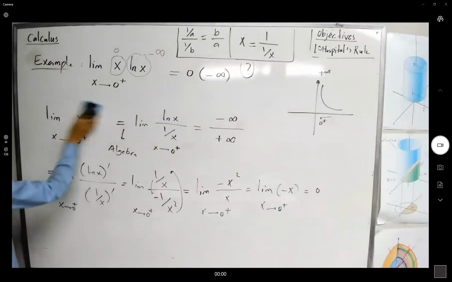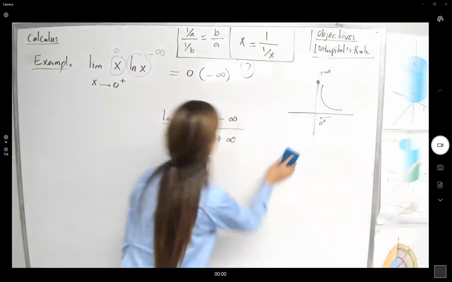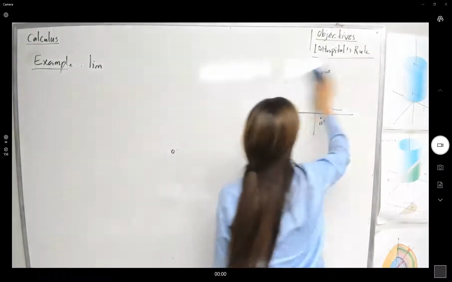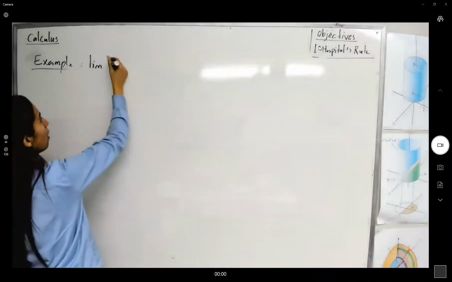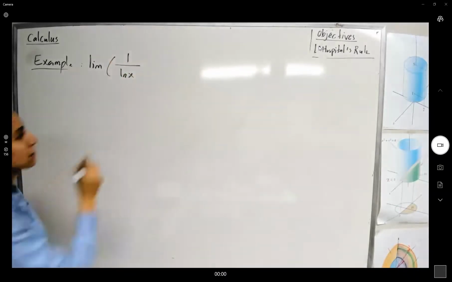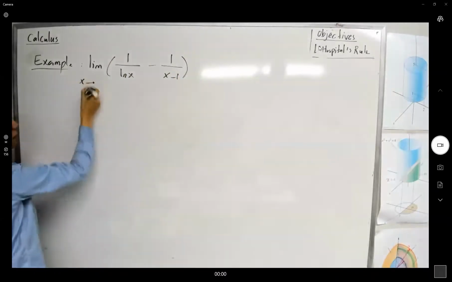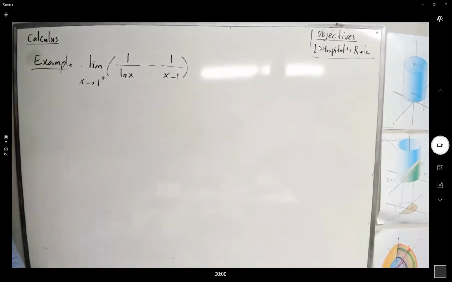So what if we have something like this? The question says, find the limit of 1 over ln of x minus 1 over x minus 1 as x approaches 1 from the right-hand side. Okay, very good. Remember that here you have a limit. The very first step is substitution.